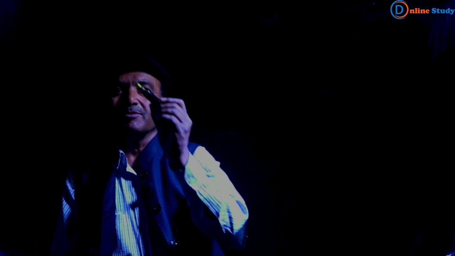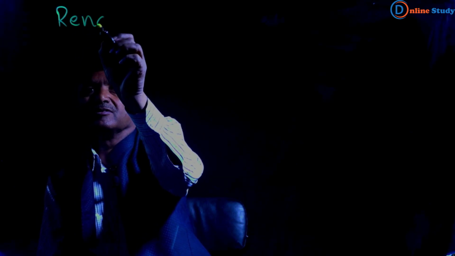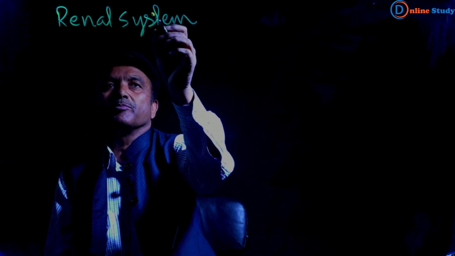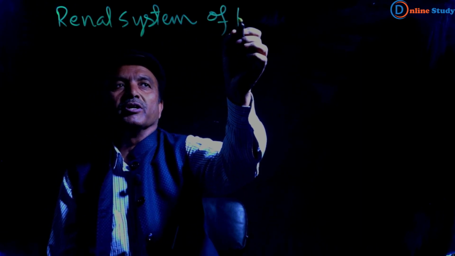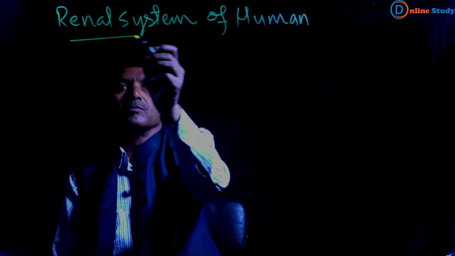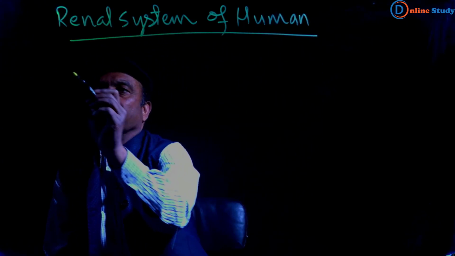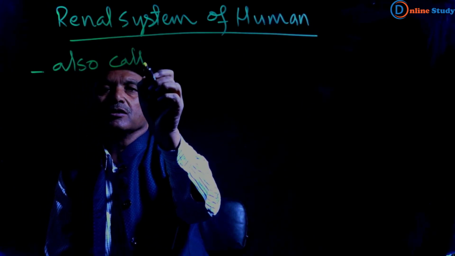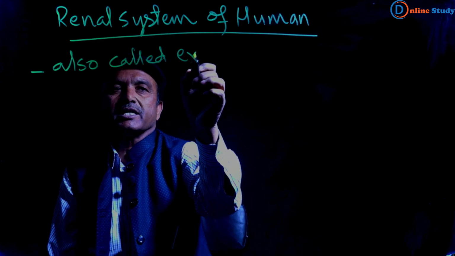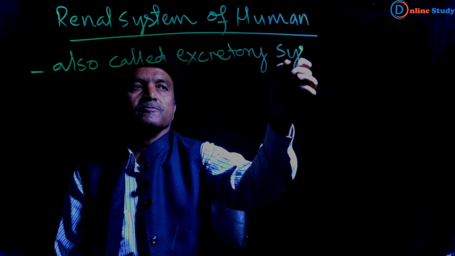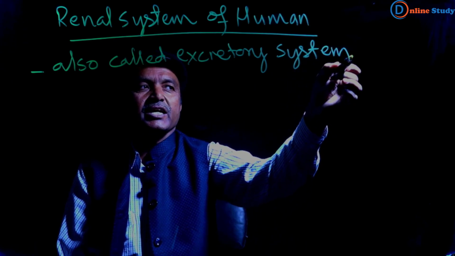Let us discuss about renal system. Renal system of human, also called excretory system.